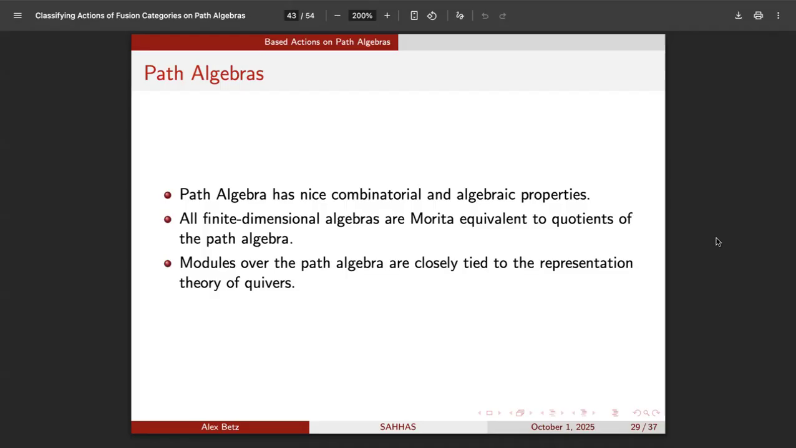As we were talking about in the beginning, there are also people who are very interested in the path algebra and its modules from combinatorial perspectives.